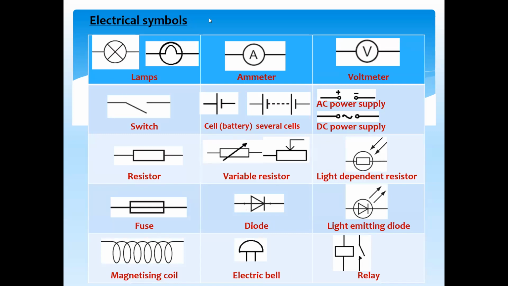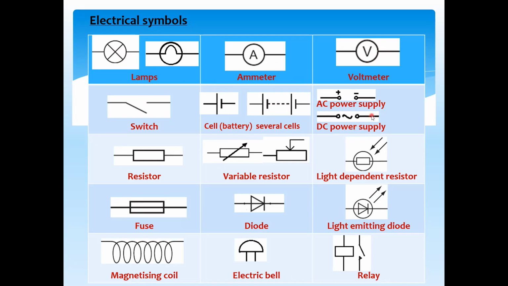The first one on the left hand side, you can use this as a symbol for a lamp. A circle with A is a symbol for an ammeter. A circle with V, a symbol for a voltmeter. A switch, this is an open switch. If it was closed, then it will be connected. When positive and negative, one big line and another small line, it means it's a cell. And when we have several cells together, we call that a battery.